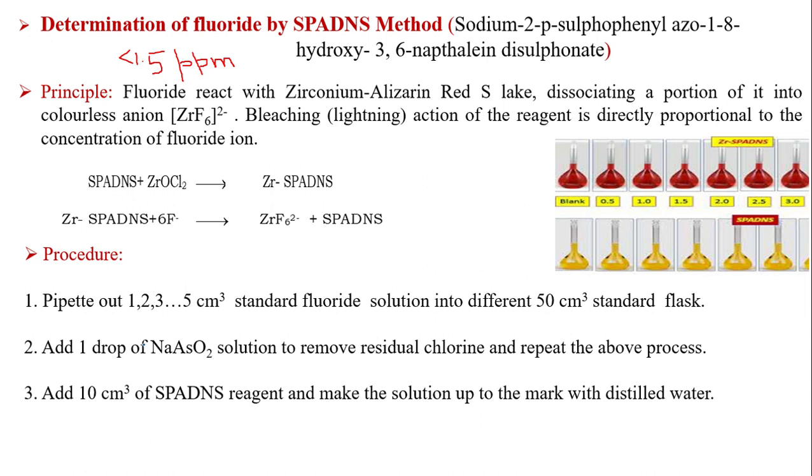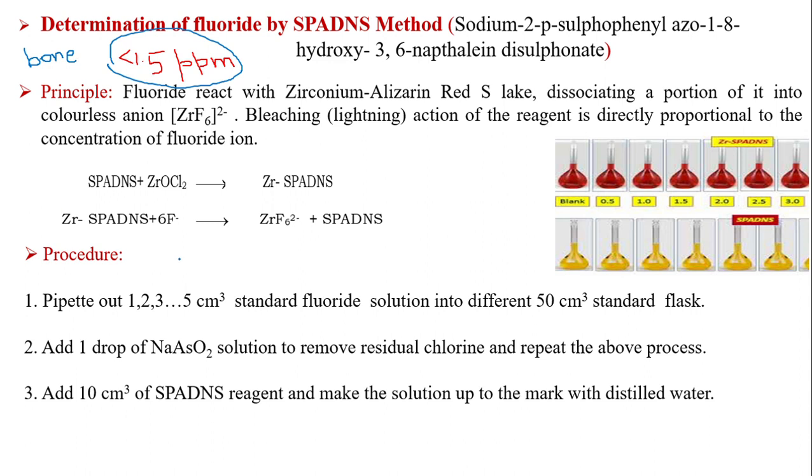So the permissible limit of fluoride in drinking water is 1.5 ppm. If it is beyond this, then it will cause skeletal fluorosis, weakness in the bone density, and bone strength decreases. That is why it is necessary to study how much fluoride is present in drinking water.